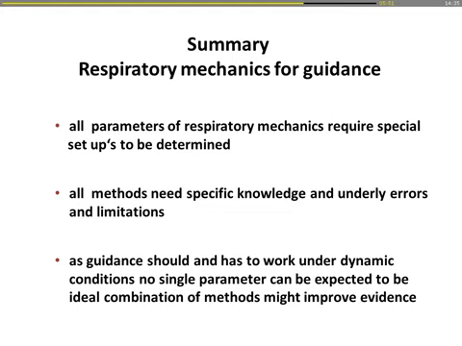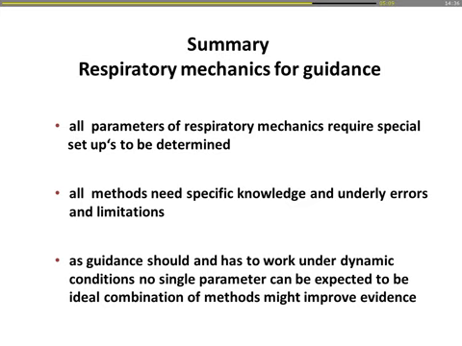So I'm going to close my talk, and my talk was to report about respiratory mechanics for guidance. And I would simply say, and I don't know if you agree, Alain, that all parameters that are actually available require special setups to be determined and to be applicable. All methods need specific knowledge and underlie specific errors and limitations. Guidance should, and that's the most important thing, work under dynamic conditions.